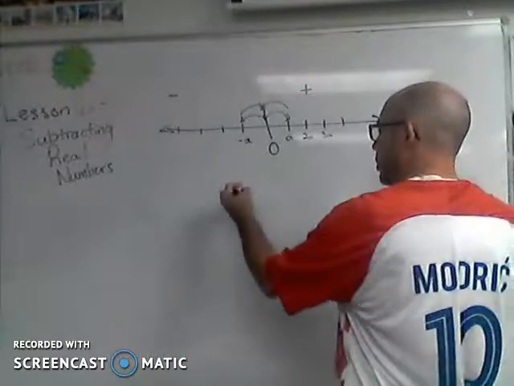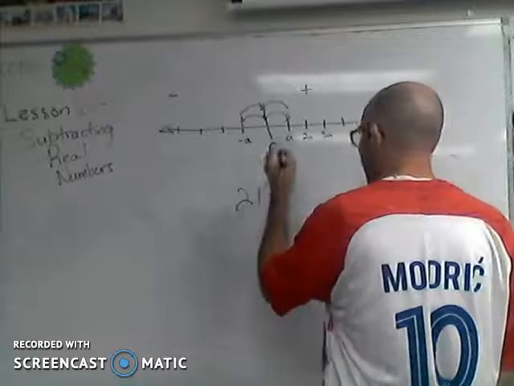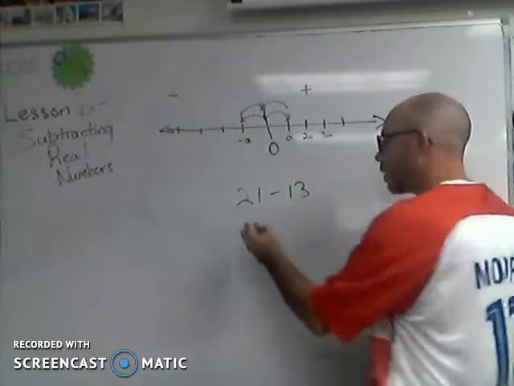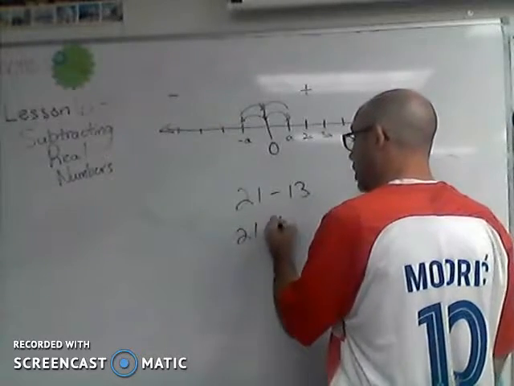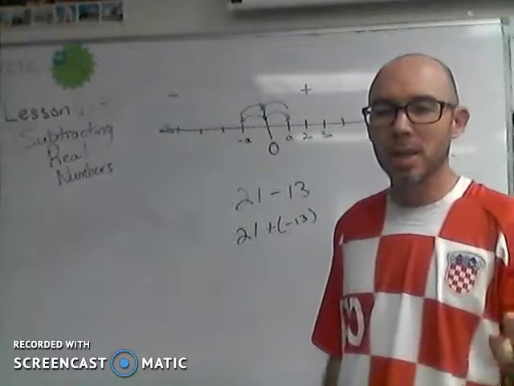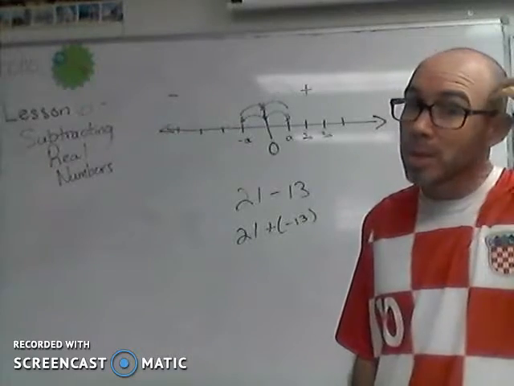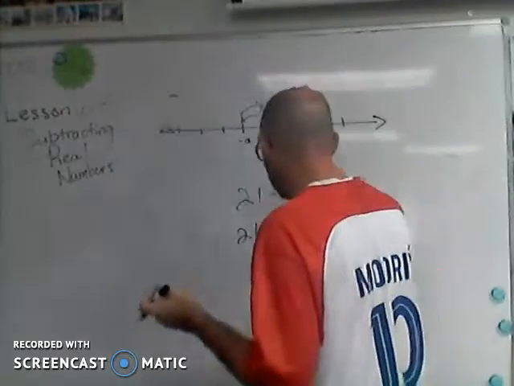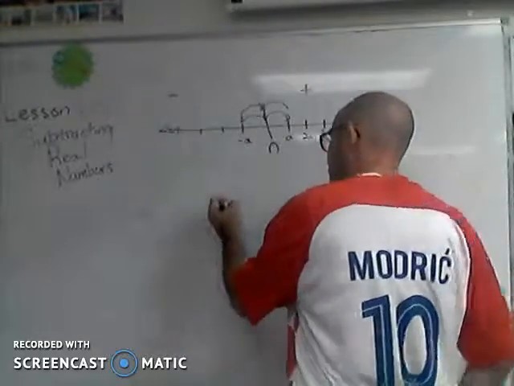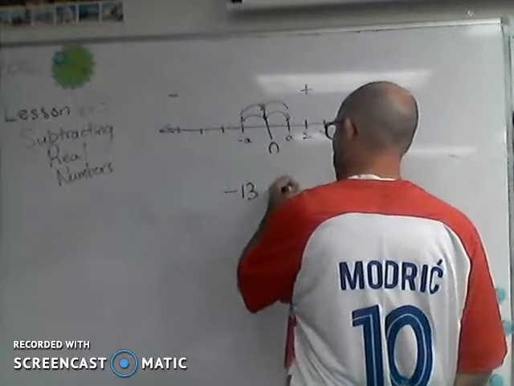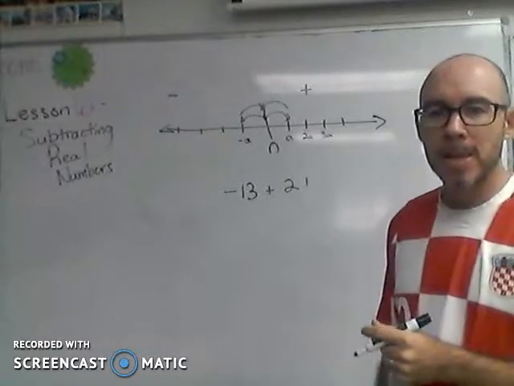If I've got the problem 21 minus 13, technically I could think of that as 21 and the opposite of 13, which is kind of silly because that original problem is not so bad, okay? But what if the problem was switched around? Let's just say it this way: the opposite of 13 and 21.